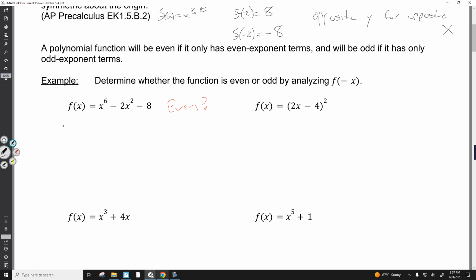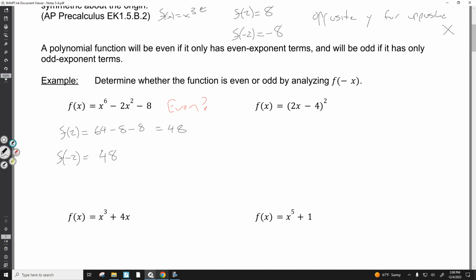Plug in 2 really quickly. It's going to take us a while, so I'll do it with you. 2, 4, 8, 16, 32, 64. Minus 8 minus 8. So 64 minus 16 is 48. Cool. If it was even, when I plug in negative 2, I should get the same y value. Even functions, opposite x's, same y. Plug in negative 2, do you get the same result? 48. You do. Cool. Now, that is not sufficient. This is just 1 point.